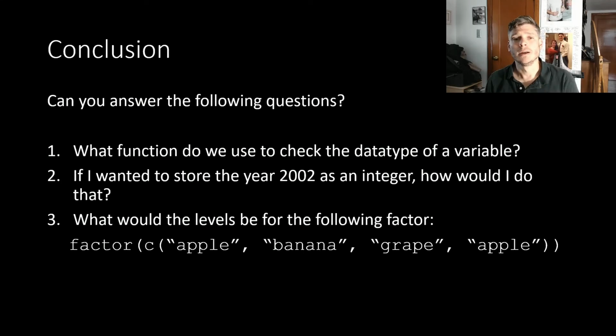So, conclusion. Can we answer the following questions? What function or functions can I use to check the data type of a variable? If I wanted to store the year 2002 as an integer, how would I make sure that that is actually stored as an integer and not just as a numeric or a double? And lastly, what would the levels be for the following factor? Apple, banana, grape, and apple.